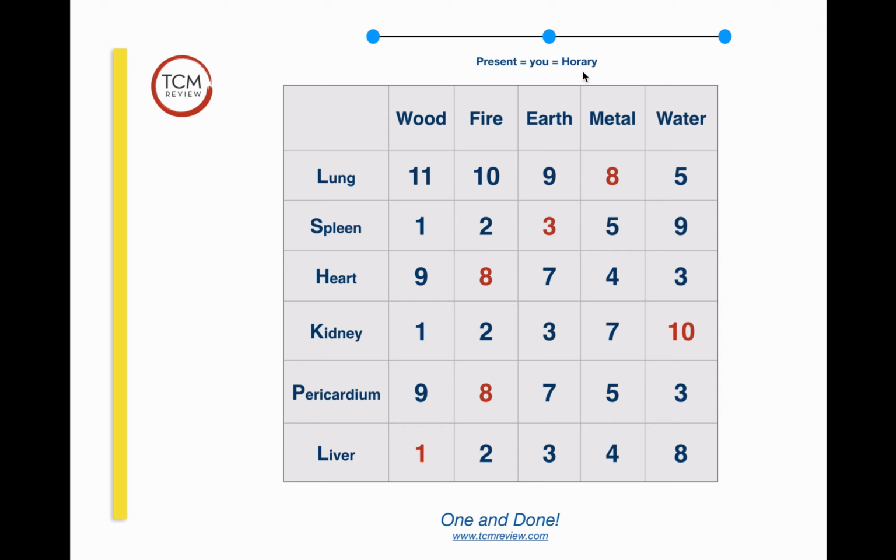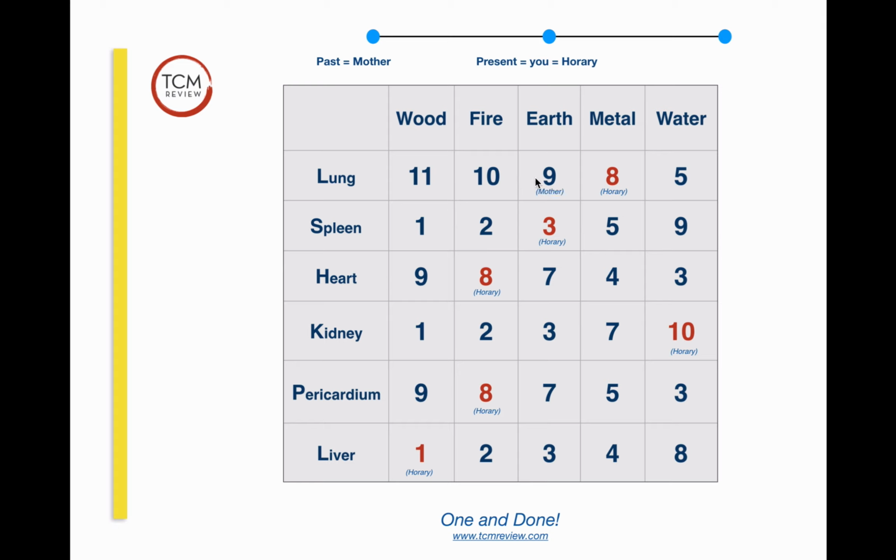So let's mark those to begin with. Lung horary is 8, spleen horary is 3, heart horary is 8, kidney horary is kidney 10, pericardium would be 8, and liver is 1. Okay, so we've got those placed. Next, we're going to look at the mother point. The mother point is 1 generation before us, so it's in the past. So when you're thinking of a timeline, everything to the left is the past, everything to the right is the future.